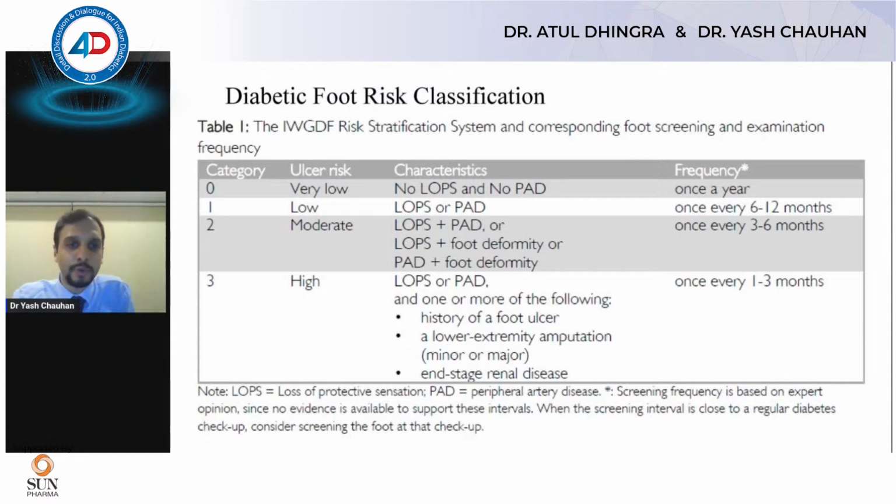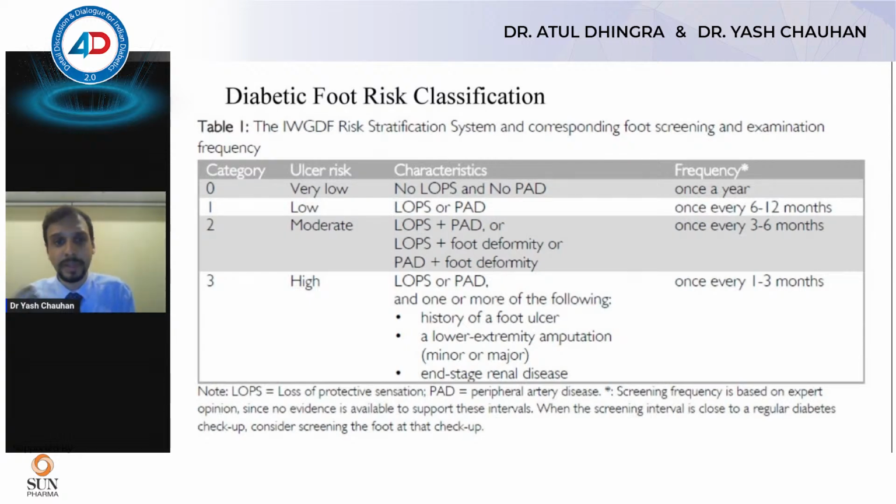So here this is the IWGDF classification according to the most recent guidelines. A very low risk would not have any loss of proprioception and no peripheral artery disease, and that's only on clinical examination. Then you just examine them once a year. A low risk would have either of those. A moderate risk would have both loss of proprioception and peripheral artery disease and or a foot deformity.